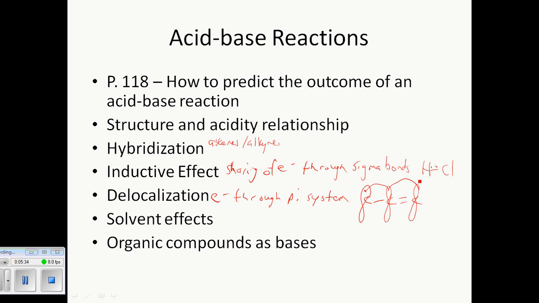And then we're starting the concept of organic compounds as bases. So if a compound has unshared electrons, it has the potential to be a weak base and be a nucleophile and do that attack like a base.